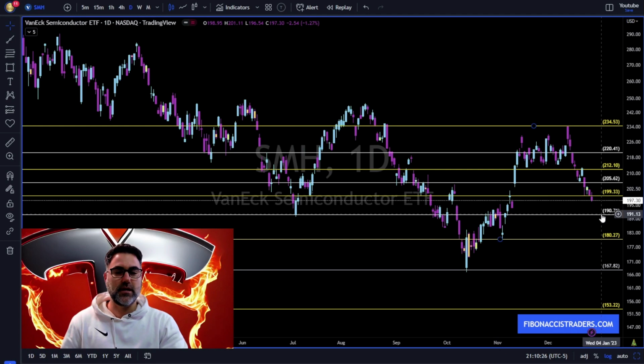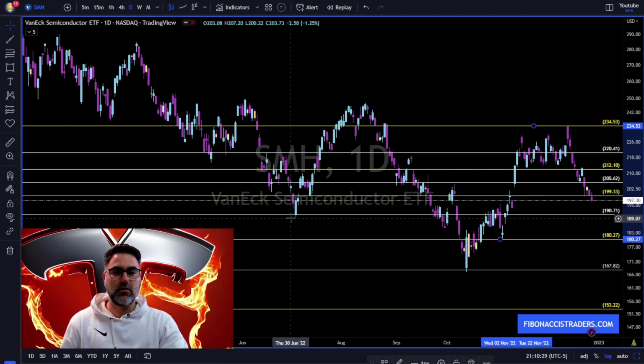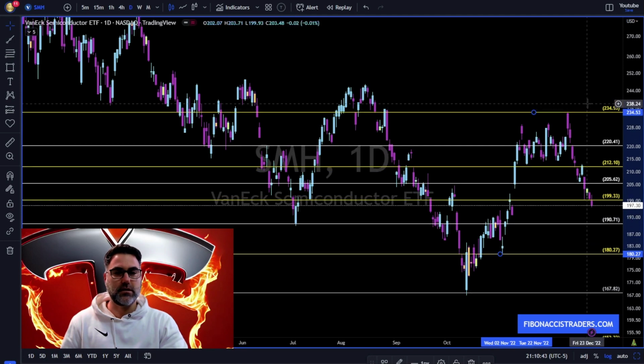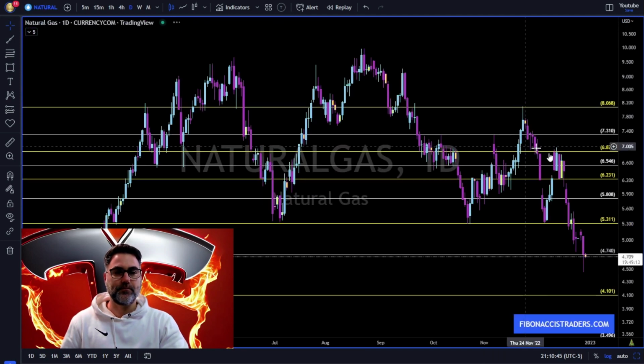Next support that needs to hold is the 190. Looking left, it was July's low. Then we can see during September all the way to November, price just hovered up and down this 190. So eyes on the 190.